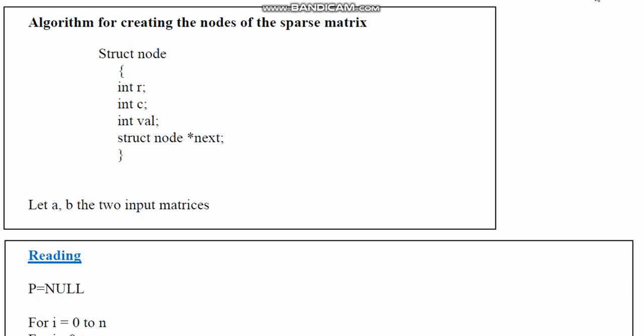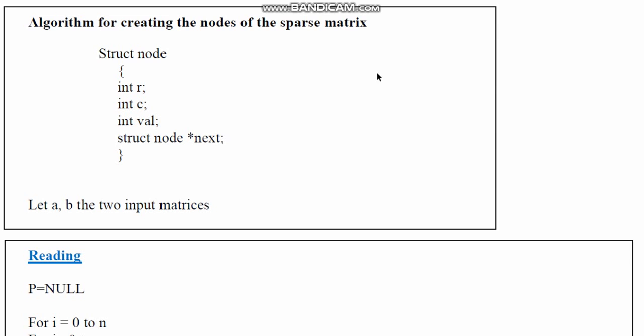Alright, the last video lecture, if you remember, please go back. That was how to create and represent a sparse matrix using linked list concept. And we saw what is a sparse matrix and how they are represented. Now we are going to see the addition of two sparse matrix.